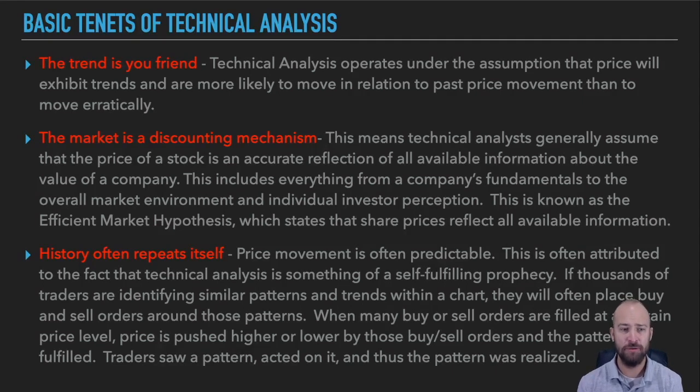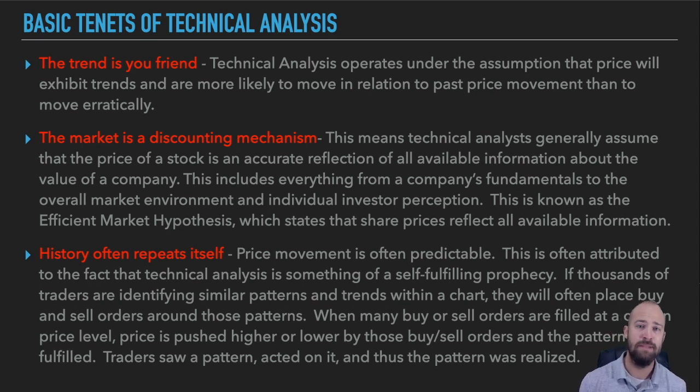Basic tenet number 2, the market is a discounting mechanism. Now, this just means that technical analysts generally assume that the price of a stock is an accurate reflection of all available information about the value of a company, industry, sector, market. This includes everything from companies' fundamentals to the overall market environment and individual investor perception. This is known as the efficient market hypothesis, which states that share prices reflect all available information. What this is saying, in essence, is that the price that you see on a chart is a reflection of all the information that's available.